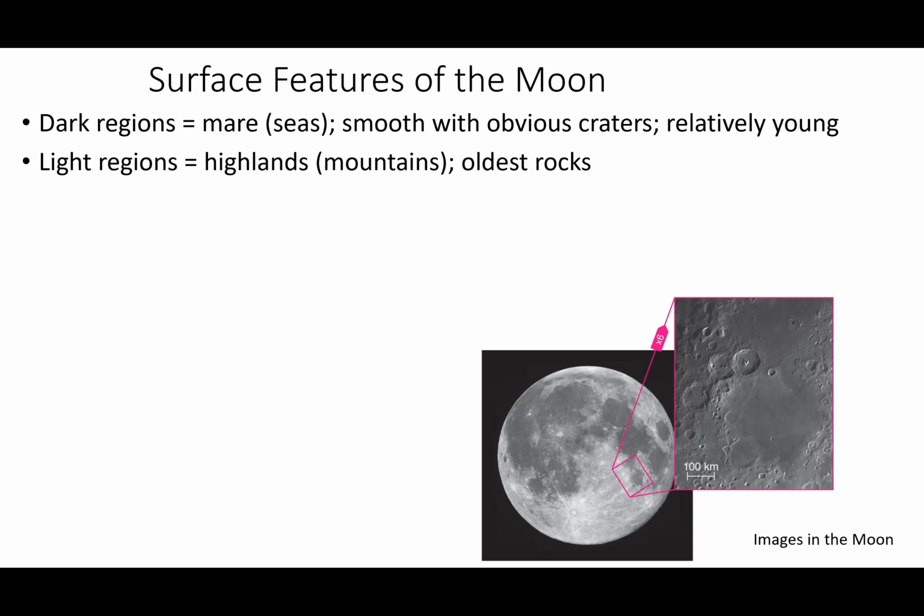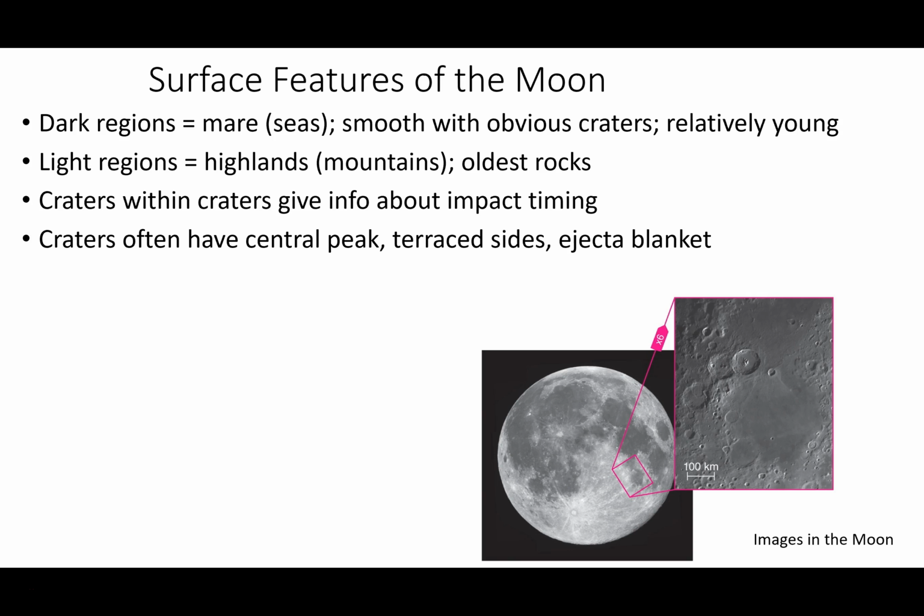So you guys told me the dark regions are called mare. There it is, mare. Mare is Latin for seas. The light regions are the highlands. The mare are younger and the highlands are older.